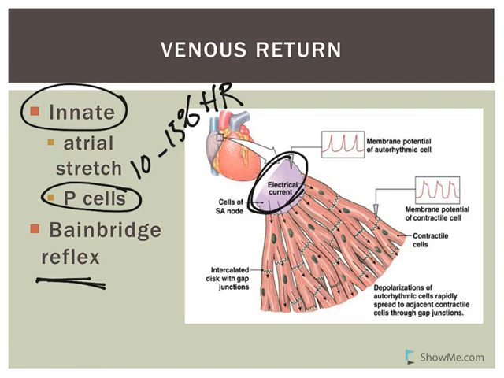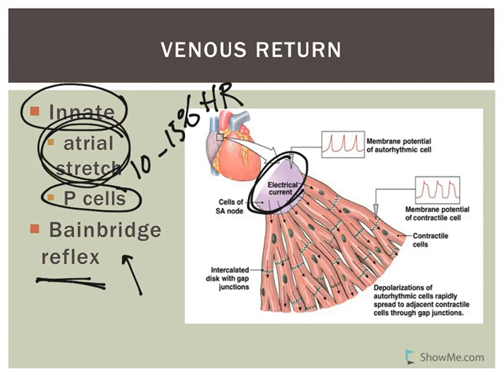There are no nerves that control this. If I took the heart and denervated it, took all the nerves that innervate the heart and removed them, but I put more blood into that right atria, heart rate will increase. So we have venous return that's directly and indirectly leading to an increase in heart rate. We have the Bainbridge reflex, and we have this innate atrial stretch that leads to an increase in heart rate.